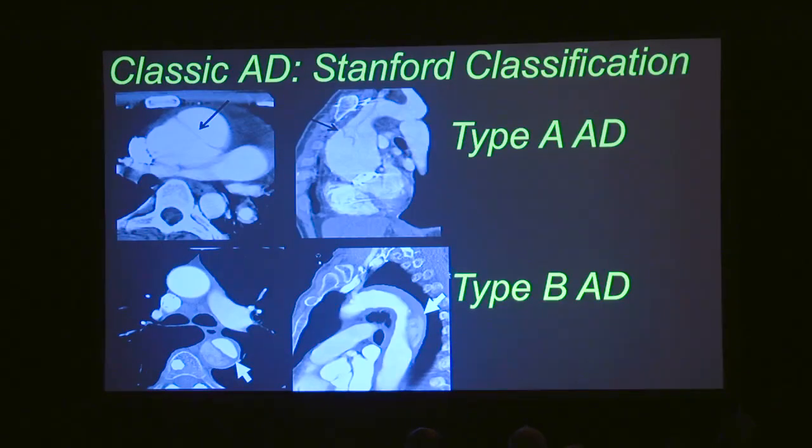So these are 2 examples. One is of a Stanford type A dissection. You can see the dissection flap in the proximal ascending aorta. The flap extends into the brachiocephalic artery, which is important to note. And at the bottom is an example of a type B aortic dissection with involvement of the thoracic aorta distal to the left subclavian artery.